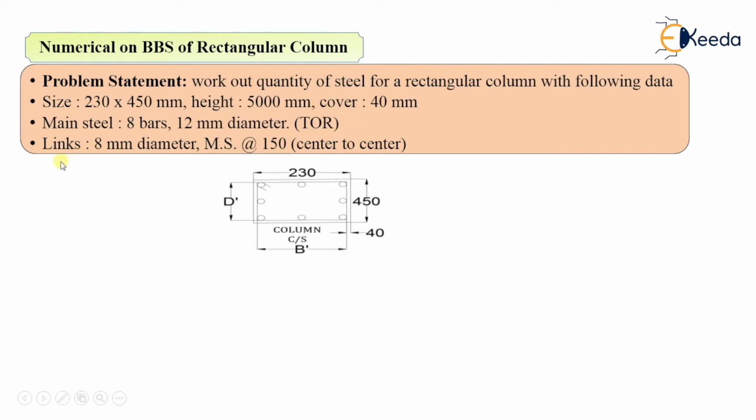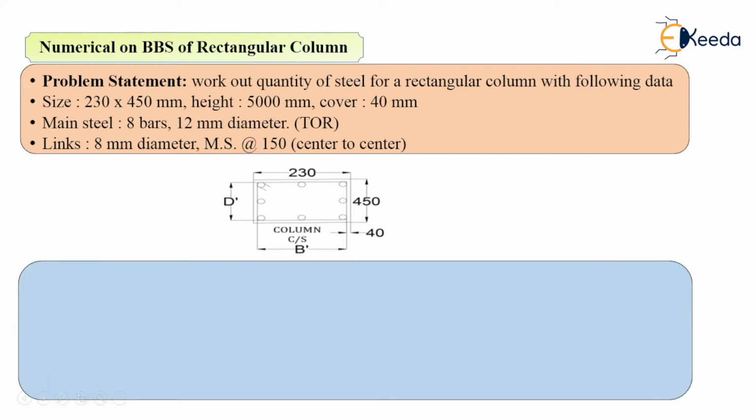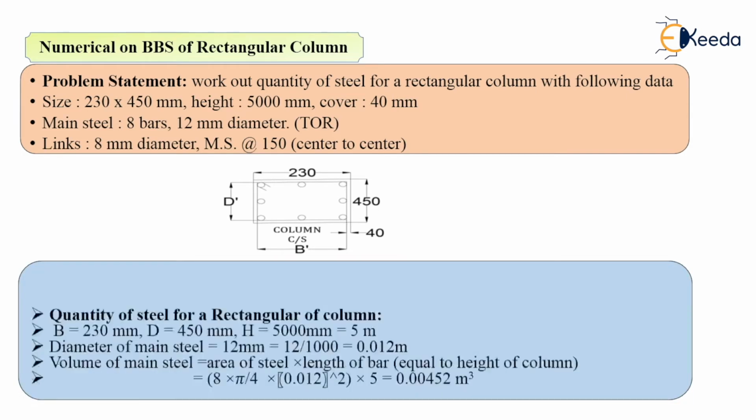The links are 8 mm diameter mild steel stirrups or links, and they are spaced at 150 mm center to center, and they have also given the cross section of the column. So let's see how you can solve this numerical and how you can calculate the steel quantity.